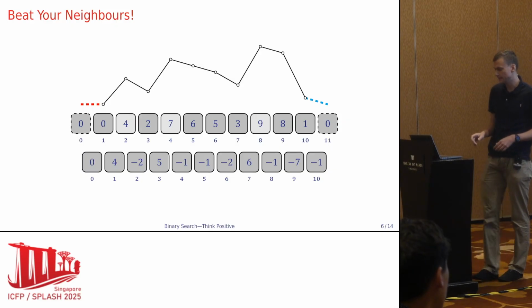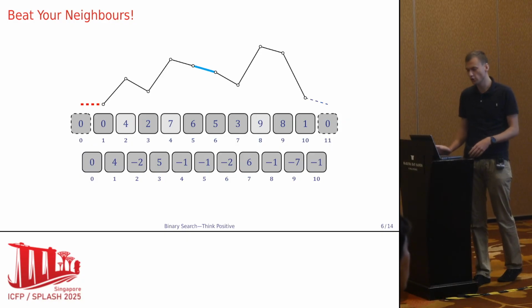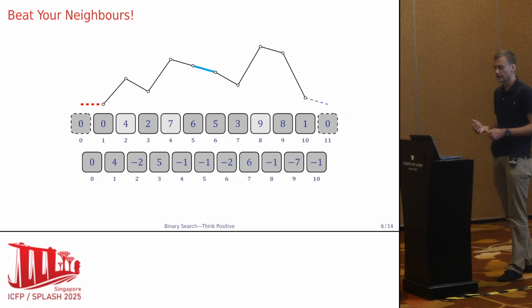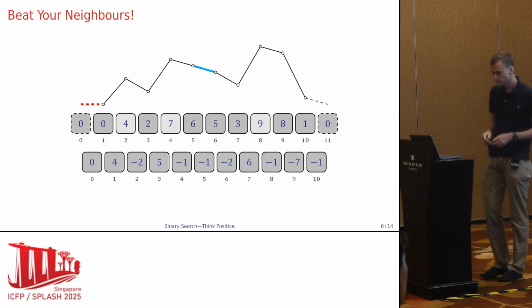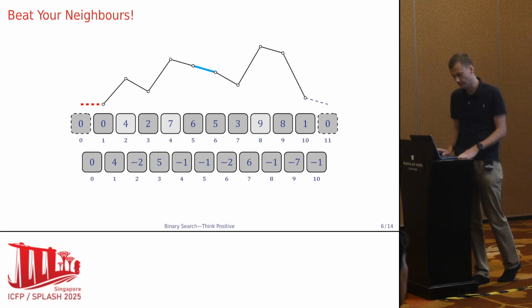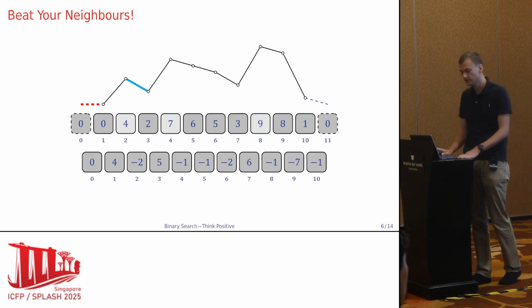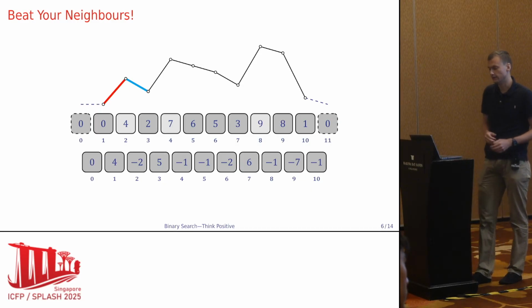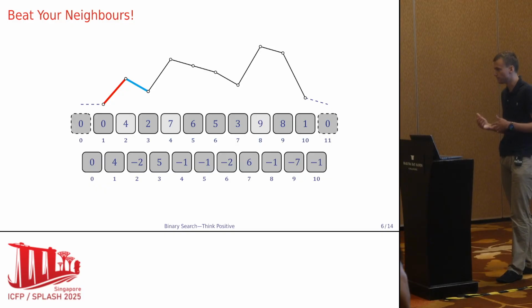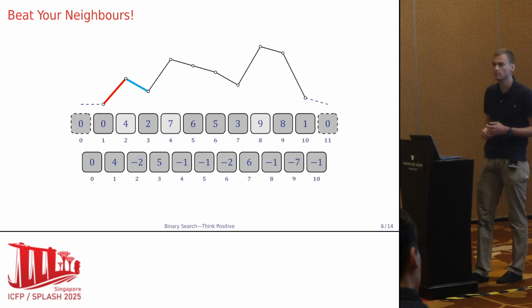And now let's just look at the middle slope, and now it's again decreasing, so we know that there is again a local maximum on the left side, and we do the same again. We look at the middle slope, and then we are done in the end. So we have found the local maximum by binary search.